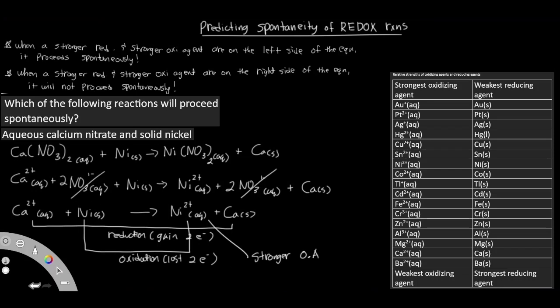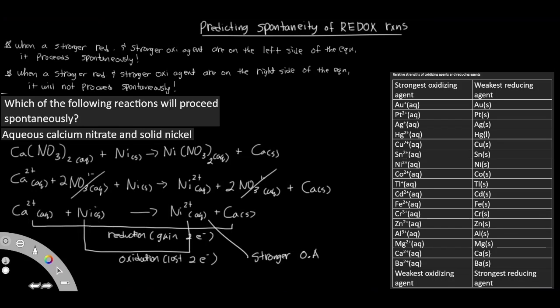Okay, and then we can look at the same thing for the calcium. So this one was the oxidizing agent. If this one was the oxidizing agent, this is also the one that is being reduced, right? So if this is being reduced, this here has to be the reducing agent.